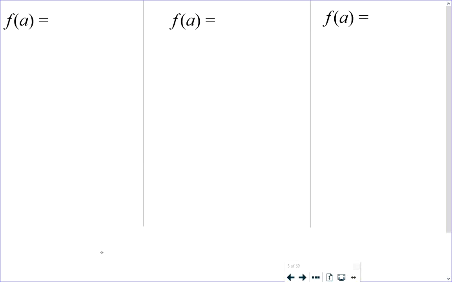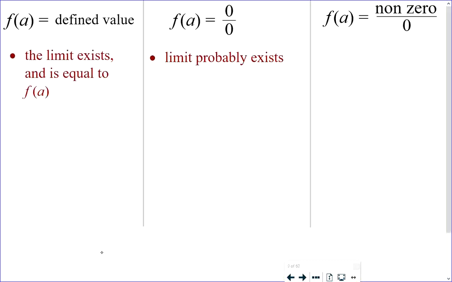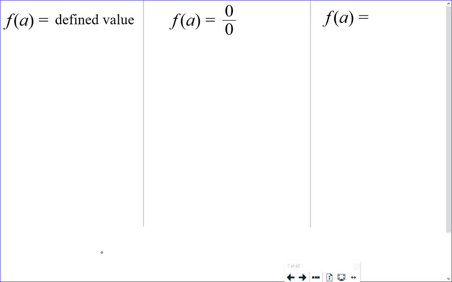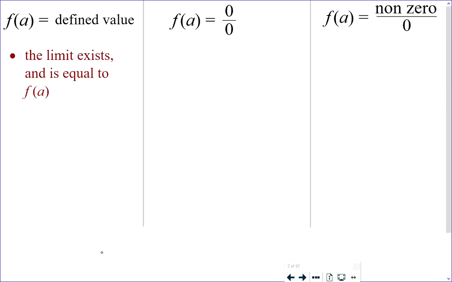And you're going to be following a flowchart kind of approach here. You can either get a defined value for f of a, or you can get 0 over 0, or you can get non-zero over 0. Those are your only three results. By the way, the defined value of a includes getting 0 on the top and not 0 on the bottom. 0 over 8 is 0. That's defined. 8 over 0 is not.